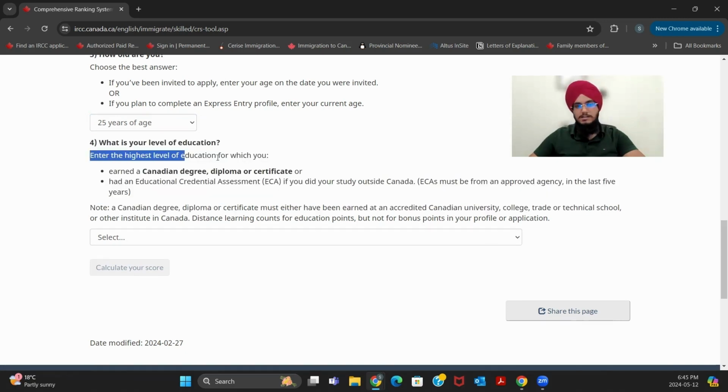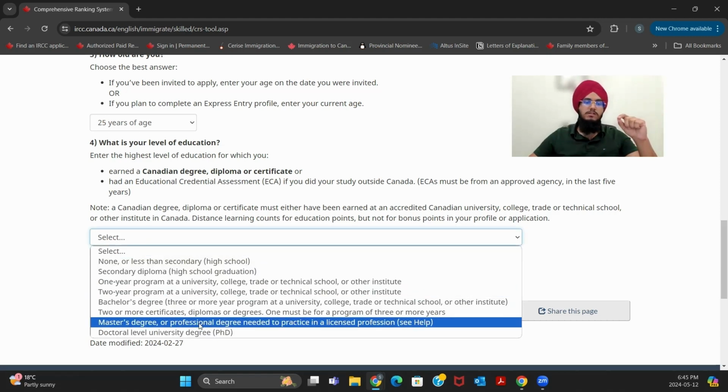So enter the highest level of education which you have, right? So you can enter your Canadian diploma, or if it's the highest education, let's say you did master's back home and you got your ECA done, educational credential assessment. So let's say that you did a master's back home, you got the ECA done, it shows master's as the equivalent to Canadian education. We will pick master's degree right here, right?